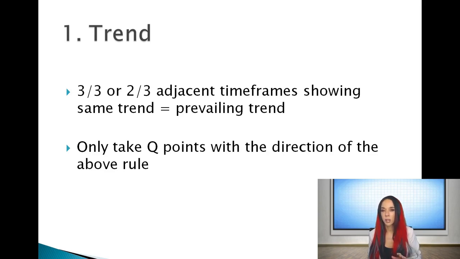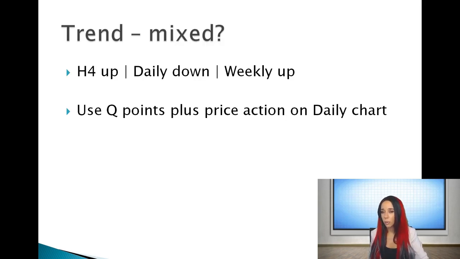which means having at least 2 adjacent time frames showing you the prevailing trend. If you come across a situation where the trend is mixed, so one time frame, let's say 4 hours, showing you up, daily down, weekly up, obviously that's not really that consistent, and it wouldn't be a prevailing trend. It's just a mixed trend. In that case, it's possible that you may find opportunities on both sides, but again, you have to go back to Q points plus price action on the daily chart to determine what's happening.